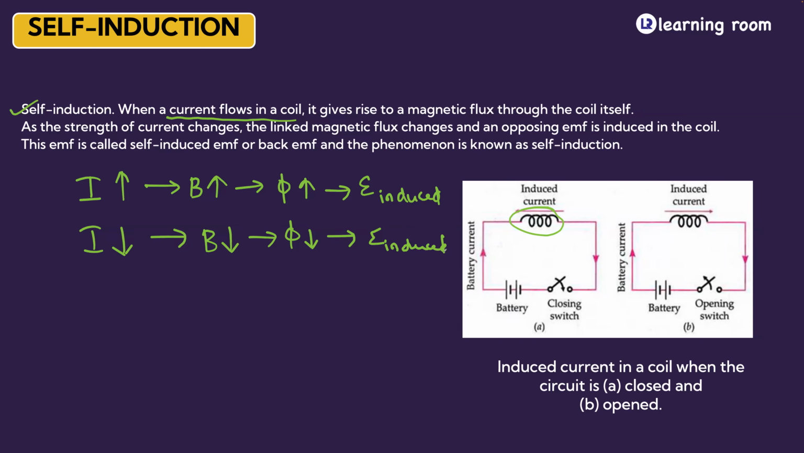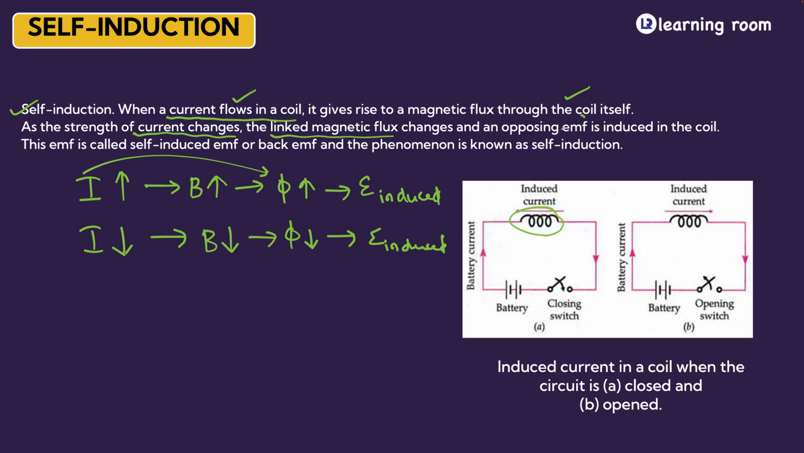So now read the statement clearly. When current flows in a coil, it gives rise to magnetic flux through the coil itself. Does it make sense? There is one intermediate step. Current flows through the coil, it gives rise to magnetic flux. As the strength of the current changes, the current can either increase or decrease. There should be a change in value with respect to time. When current changes, the linked magnetic flux changes. Due to which what will happen?